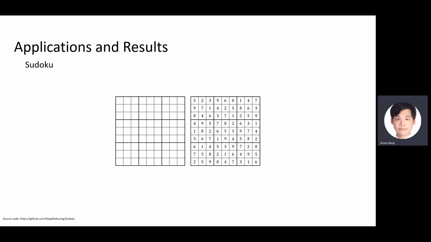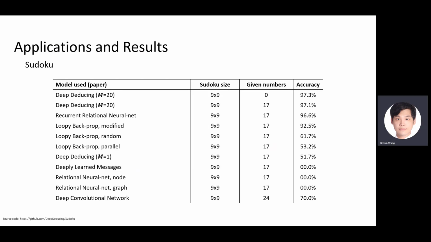As we can see, this is the result of part of our gameplay. It solves a blank Sudoku. This is the result compared to other works solving Sudoku. As we can see, if the number of sets of weight matrices is only 1, the accuracy is approximately only 50%. However, if the number of sets of matrices goes even bigger, for example 20, the accuracy goes even higher, 97%.